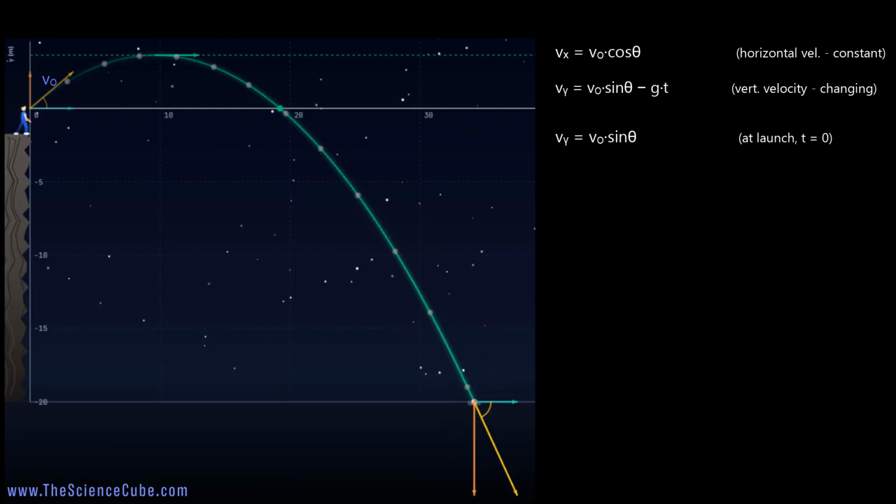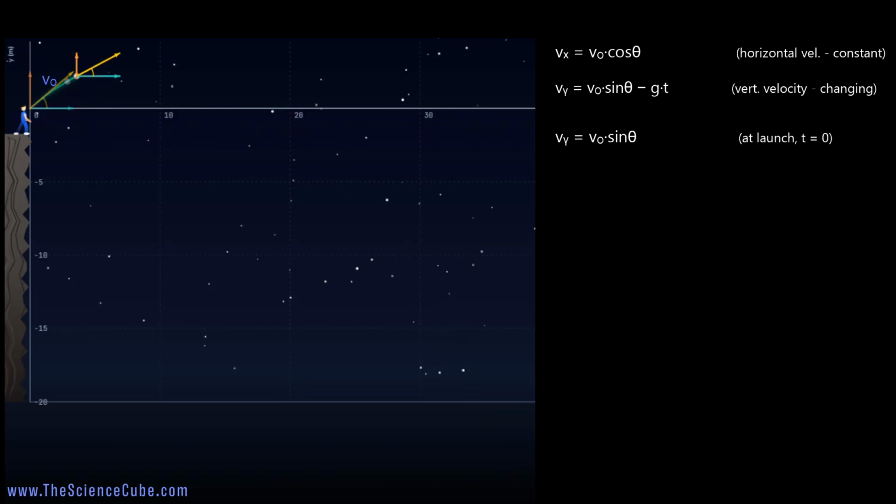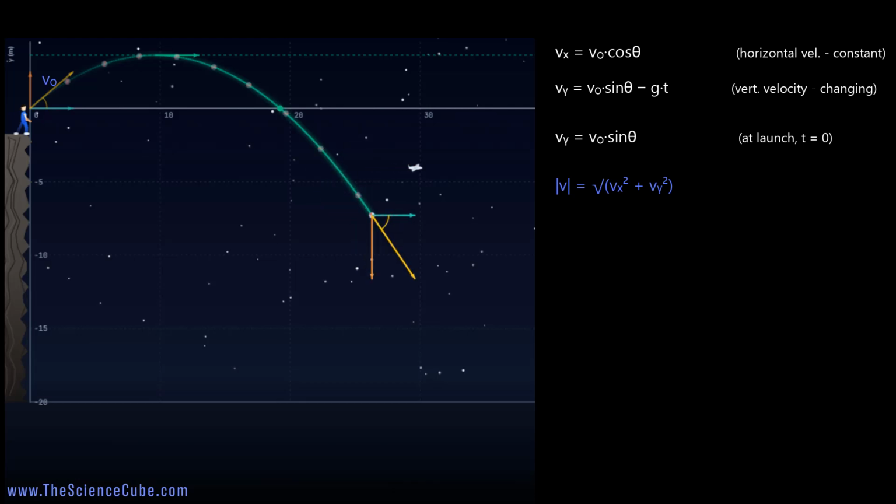To find the speed at any point, you combine Vx and Vy using the Pythagorean theorem. Magnitude of v equals square root Vx squared plus Vy squared. And the angle of the velocity vector measured from horizontal at any point would be tan of alpha equals magnitude of Vy over Vx. And here's an elegant shortcut.